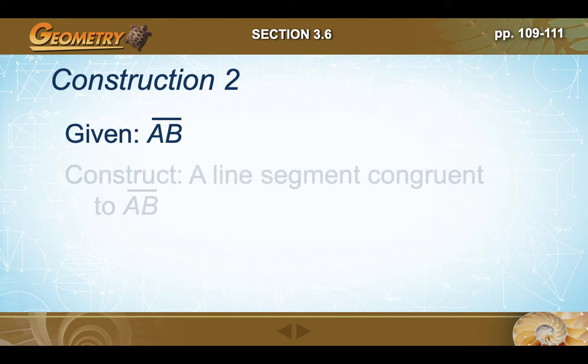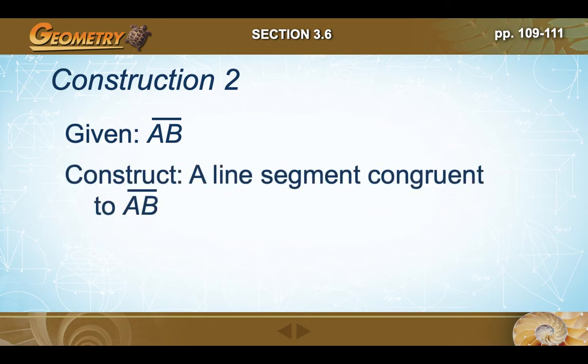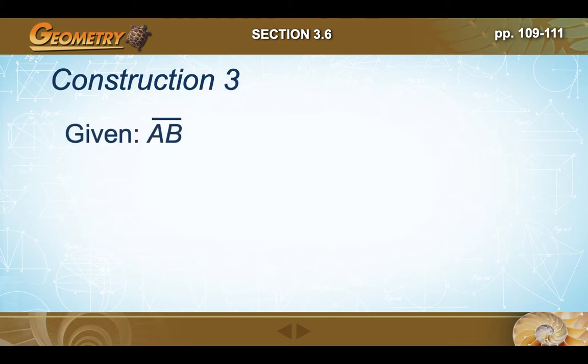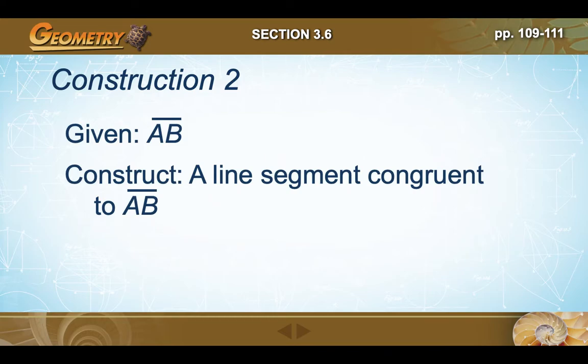If I'm given a segment AB, I want to construct a line segment that is congruent, or the same length, to segment AB. Now we're constructing, so all I can use is a pencil, a straight edge. If it is a ruler, you can't use the ruler to measure the exact length of segment AB. And a compass. So how would I use a compass to find a segment that is congruent?